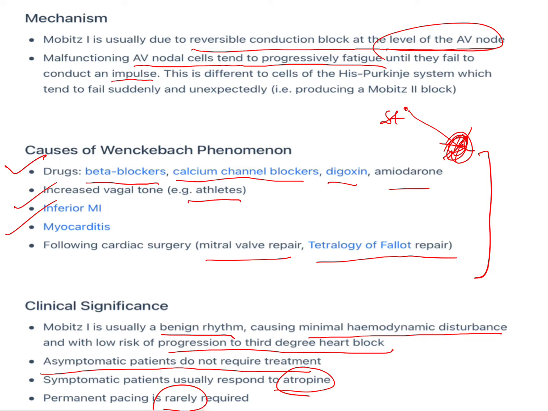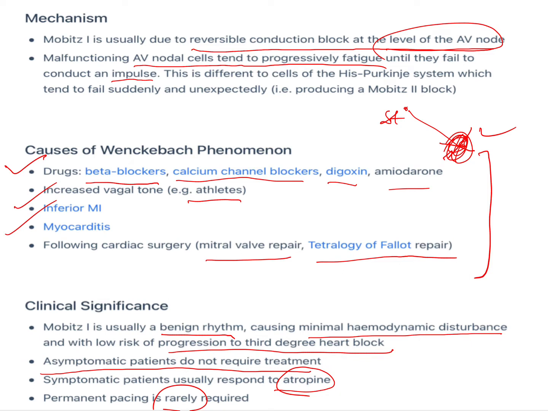And in this way we get the ECG findings. So the main defect is in the AV node. We get progressive prolongation of the PR interval, and there will be missed QRS complexes. It means the P wave will not be conducted further, and we will get a missed beat of the QRS complex, and again the cycle will start.